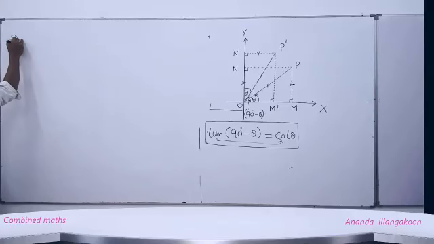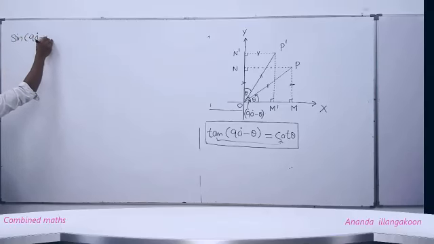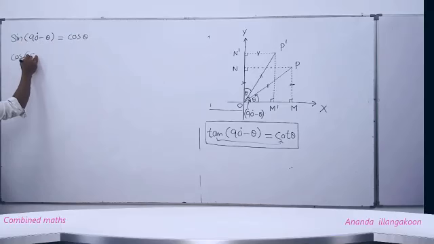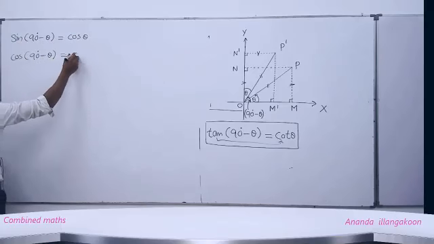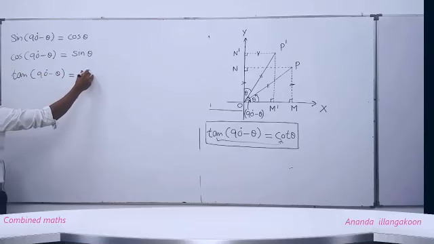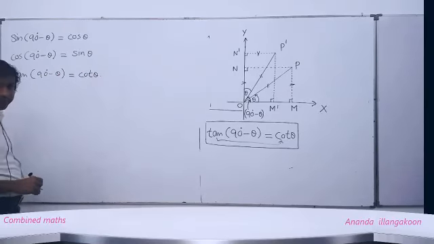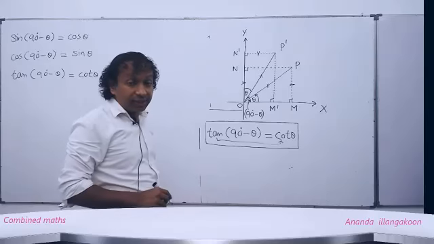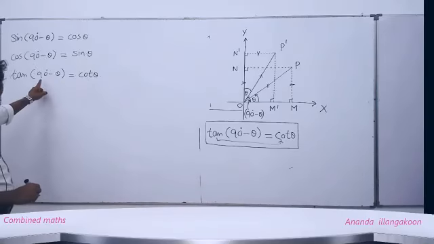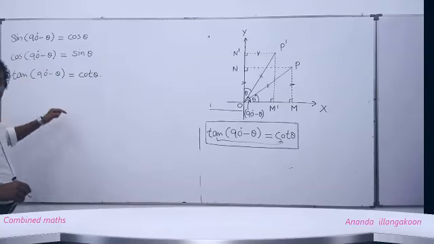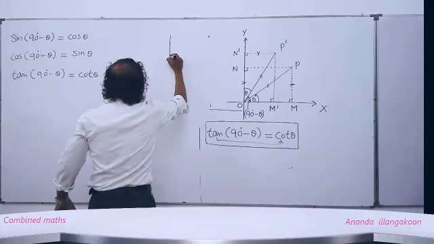Sine(90 minus theta) is cos theta, cos(90 minus theta) is sin theta, tan(90 minus theta) is cot theta. Okay? People, there's a particular secret in it. See the left hand side, first angle? Where's this angle? On the y-axis. 90 angle is on the y-axis, no?